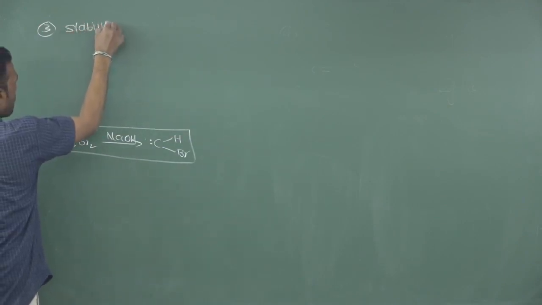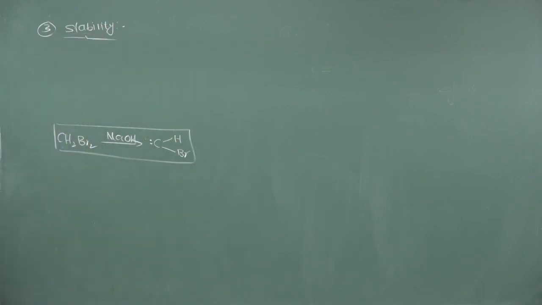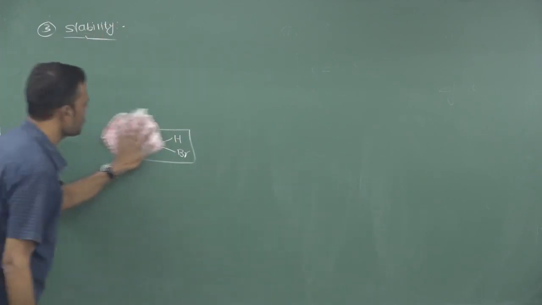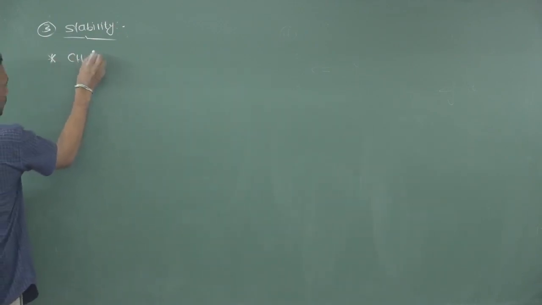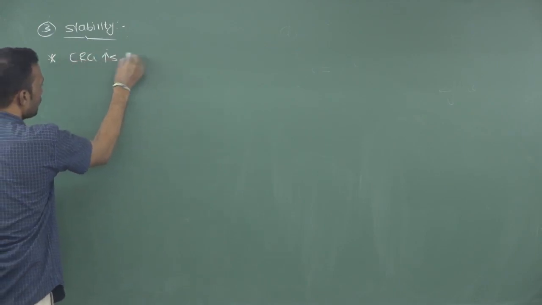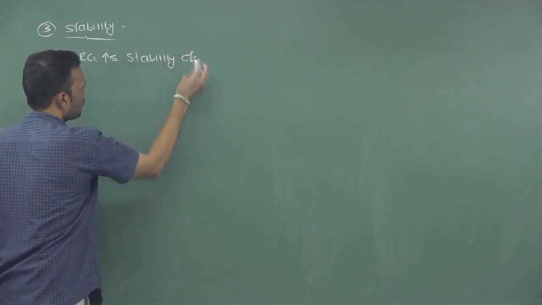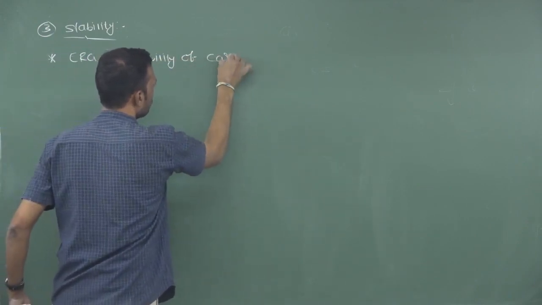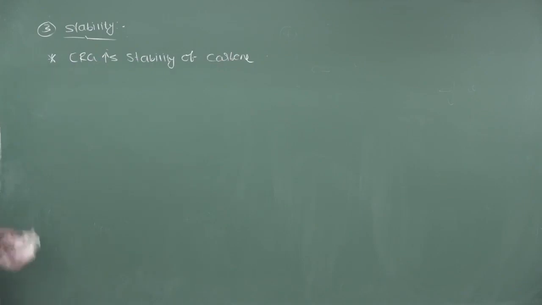Now the third one, stability. Are carbenes electron deficient or electron rich molecules? They are electron deficient. So when carbenes are given, always remember electron rich or electron releasing groups increase the stability of carbene.